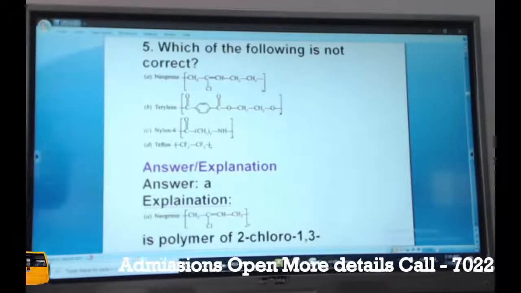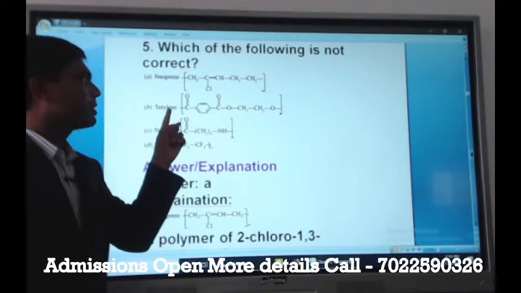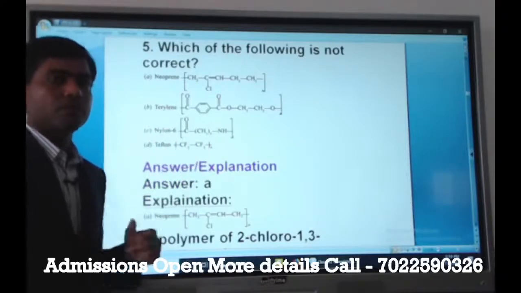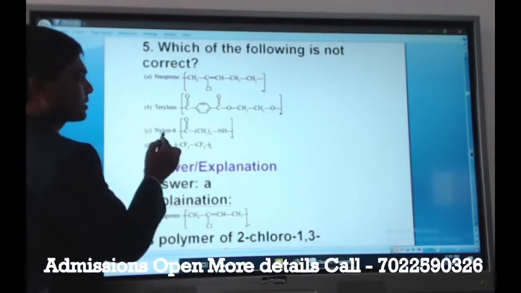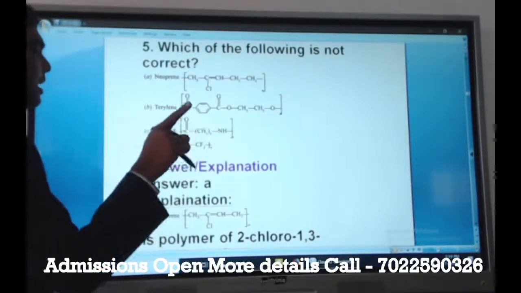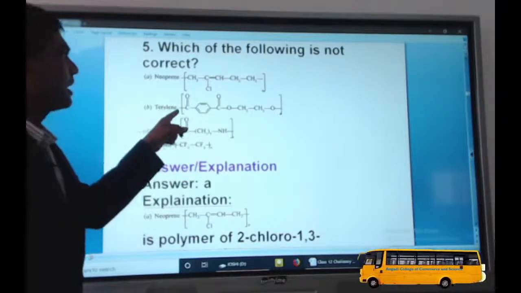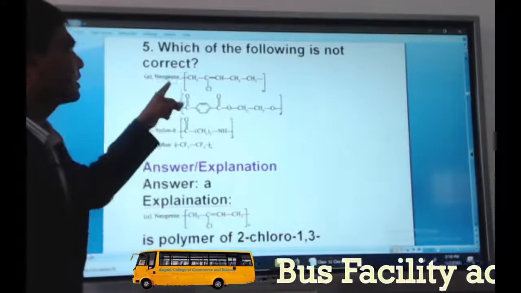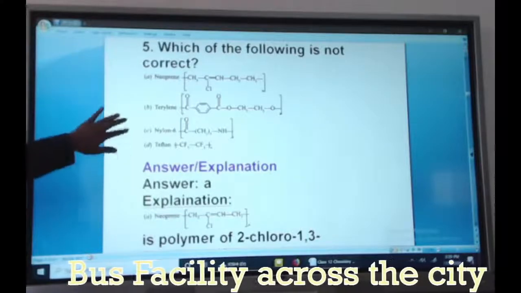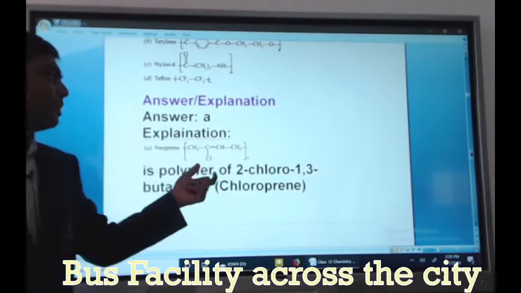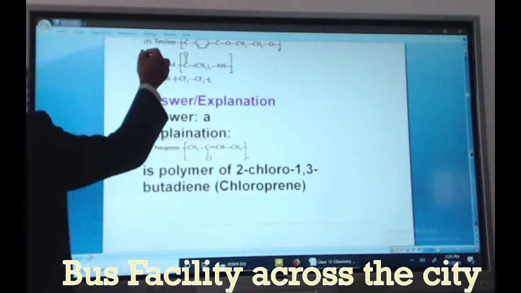Next one. Which of the following is not correct? He has given the names of polymers and formulas: neoprene, terylene, nylon, Teflon. I will go in reverse. Teflon contains chlorine, this is correct. Nylon 6 contains hexamethylene diamine and adipic acid. Terylene has an ester linkage, it is correct. But here in neoprene, you can see there is a change in the chlorine atom. In the explanation, neoprene is a polymer of 2-chloro-1,3-butadiene, which is called chloroprene, not neoprene. Hence, the answer for this one is option A.